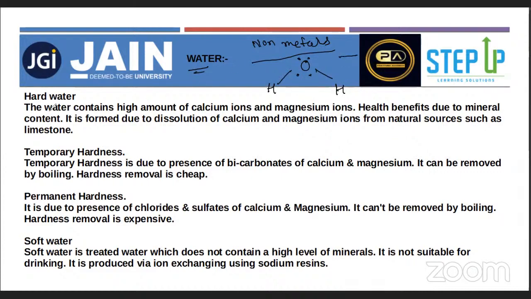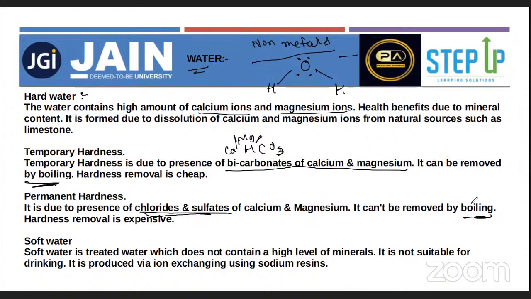Now, water is there in the form of hard water. It contains a high amount of calcium ions and magnesium ions. You have health benefits, but if more is dissolved, it leads to the formation of stones and all. Temporary hardness is due to the presence of bicarbonates of calcium and magnesium. Bicarbonate is HCO3, so you have calcium and magnesium. Permanent hardness is due to the presence of chlorides and sulfates of calcium and magnesium. Temporary hardness can be removed by boiling, but permanent hardness cannot be removed by boiling.